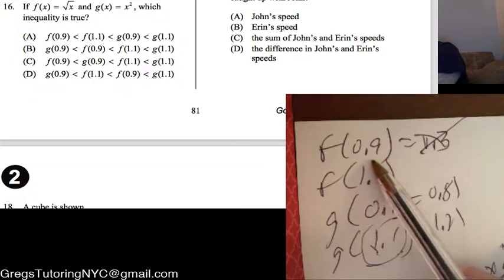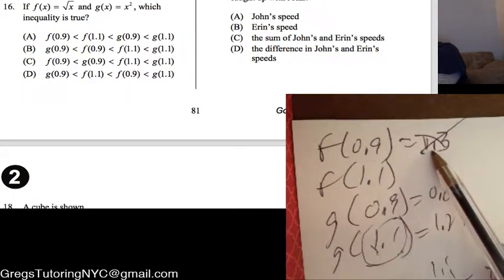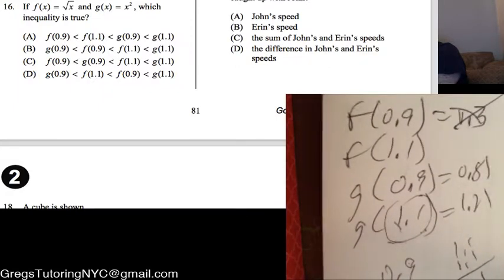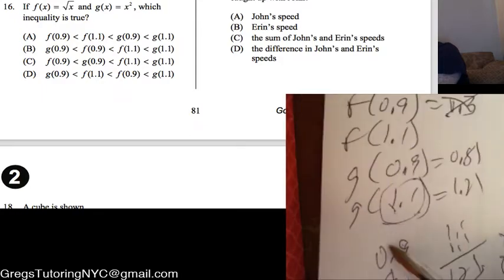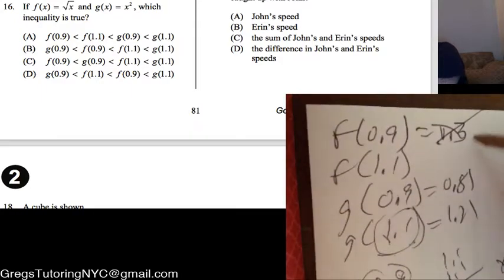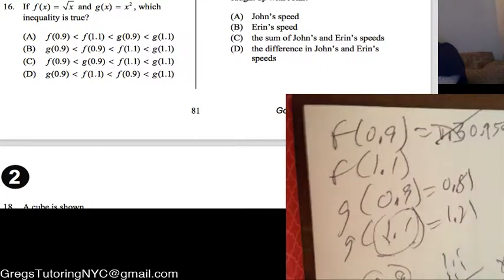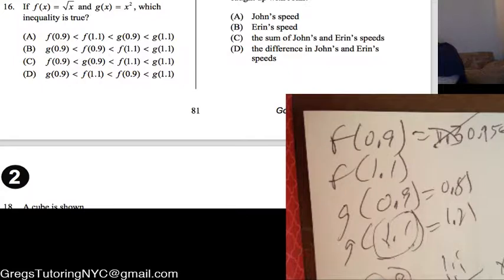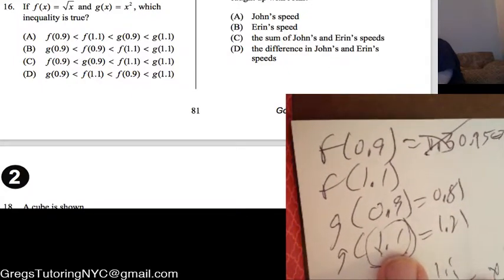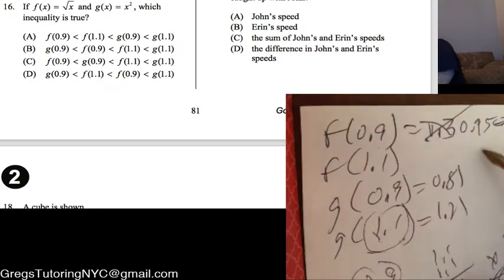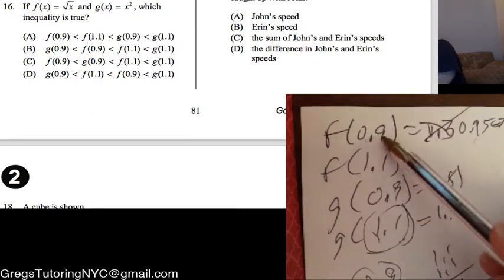Well, this is close to 1, so the answer is close to 1. Because we already saw that with 0.9 twice, we get 0.81, and if it goes to 1, we get 1. So it's somewhere between 0.95 and 1. Okay, so f of 0.9 is about 0.95.